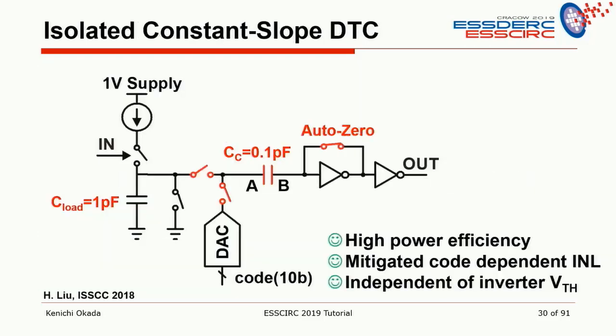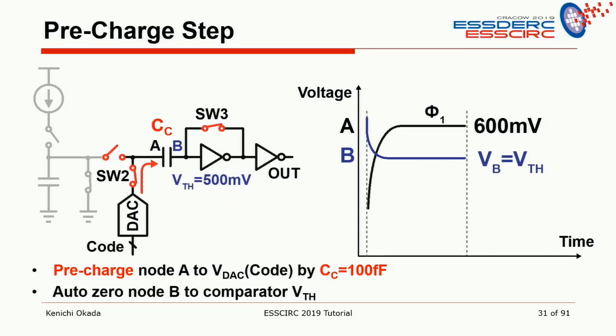Okay, so the detailed circuit schematic is like this. There is a switch here and here, and the alt zero switch is also inserted like this. Operation is not very difficult: the switch is turned on and off, and the precharging voltage is stored here, and this node is set at the logical threshold of this inverter. This is actually a very common operation for data converter design, but not so far applied for this TDC design.